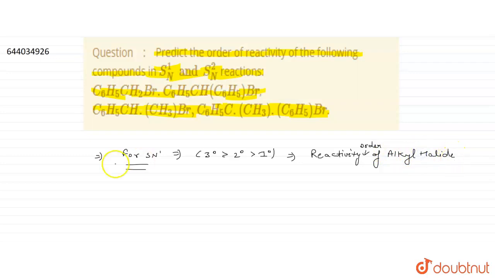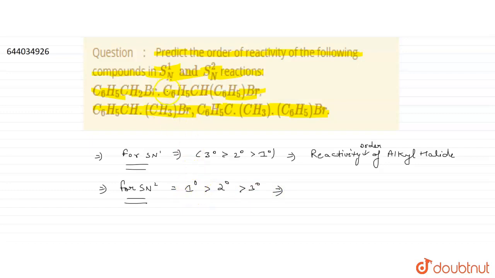So this is for SN1, and for SN2, 1-degree alkyl halide is most reactive, then 2-degree, and then 3-degree. So for an alkyl halide to give reaction by SN2 mechanism, 1-degree alkyl halide will be most reactive towards the SN2 mechanism, because this is a single step process. In this there is simple attack of nucleophile on the back of the carbon which already has the leaving group.